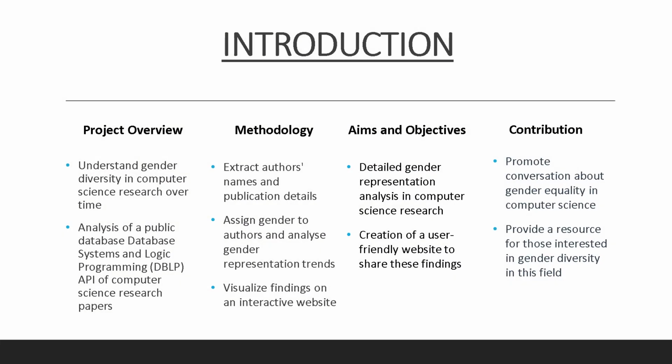The aim of my project is twofold. Firstly, to understand and map out the trends of gender diversity in the field of computer science research over time. The analysis will be done on a comprehensive public database called Database Systems and Logic Programming, which is also known as DBLP. I will be using an API for this. This houses an extensive collection of computer science research papers.